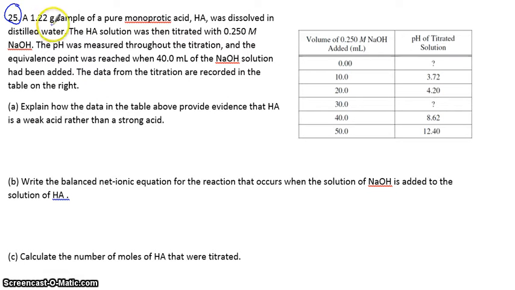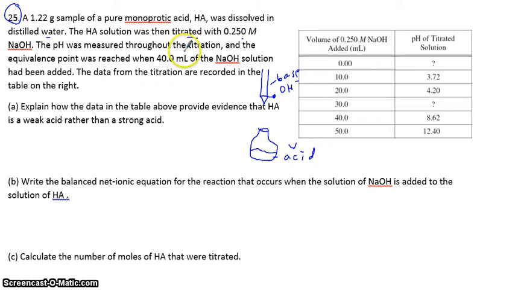We have a 1.22 gram sample of a pure monoprotic acid, HA, that was dissolved in distilled water. And then it was titrated with some 0.250 molar sodium hydroxide, standard titration technique. Remember, in a titration you have an acid in a flask to which is added a base from a burette. And the base has to be strong. It's almost always sodium hydroxide. And the acid could be weak or strong. In this case, it's going to be a weak acid, as we'll see in a minute.